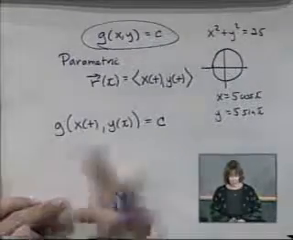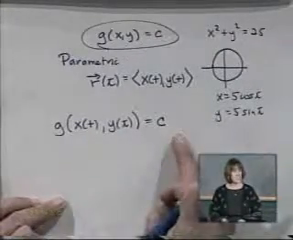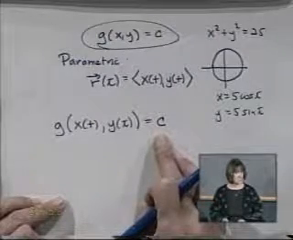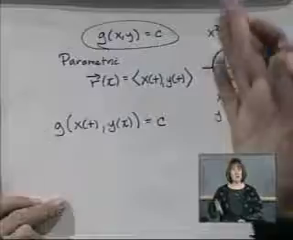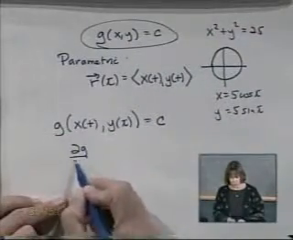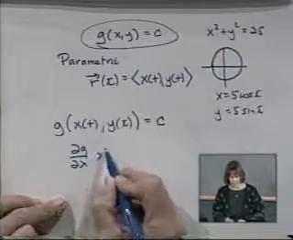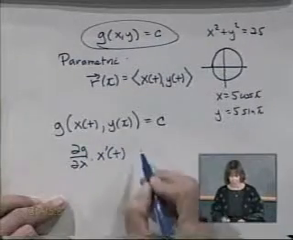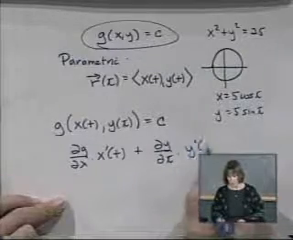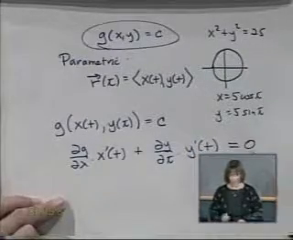Now I think most of you would agree that g is not changing, so g's derivative would be 0. If I take dg dt, it's going to be 0. We know from the chain rule the derivative of g would be the partial of g with respect to x times dx dt, which I'm going to write as x prime of t, plus the partial of g with respect to y times y prime of t. And that derivative is 0.